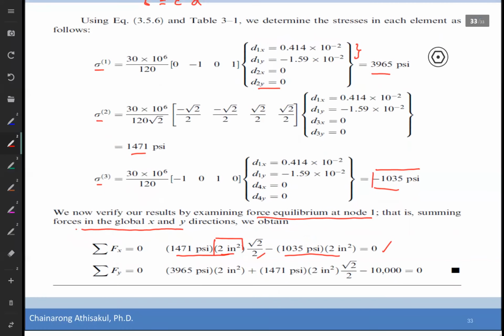And for the force in the y direction, we do the same thing. Okay, we obtain the summation of force in the y direction is also 0. That means that the solution that we obtain satisfies the equilibrium, and we make sure that the solution that we have is correct. Okay.